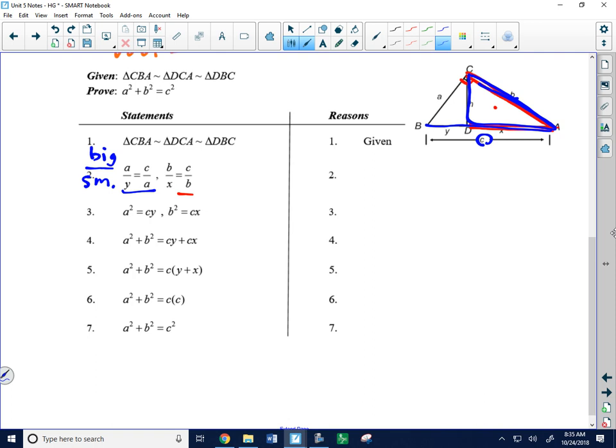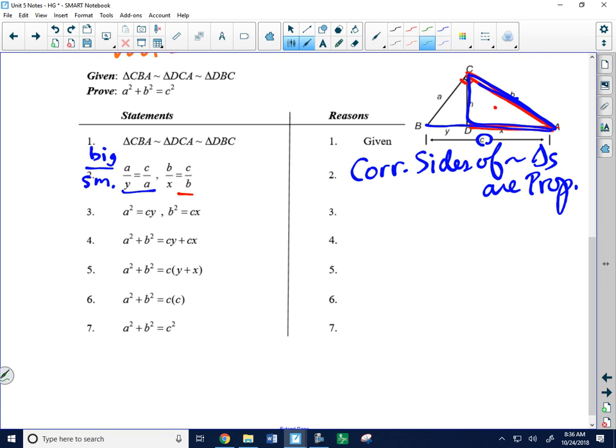I'm going to write: corresponding sides of similar triangles are proportional. Yes, you could also write definition of similar triangles. And from there, that's all we need, and you solve that equation to get the Pythagorean theorem. By the way, we're getting, in the big triangle, a squared plus b squared equals c squared.